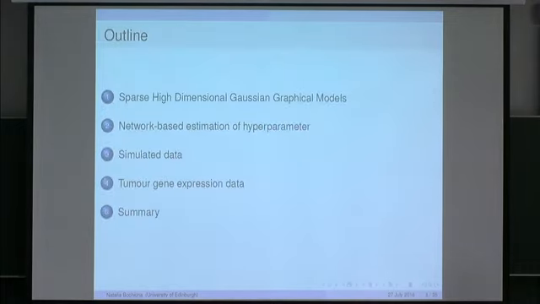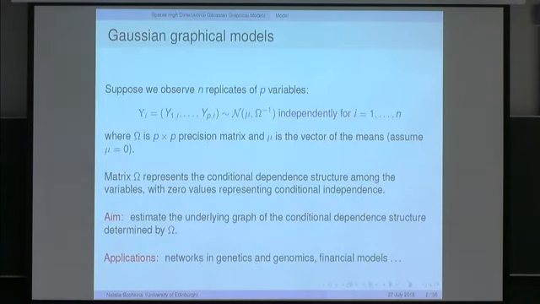So this is the outline. Probably most of you know about it, but I'll give a brief introduction to Gaussian graphical models in high dimensions, and then I'll introduce the ways we propose to estimate the hyperparameter of the regularization parameter. Then I'll illustrate performance of the method and compare to others on the simulated data, and then, hopefully time permitting, I'll talk about our motivating data set, gene expression data, and then I'll end with a summary.